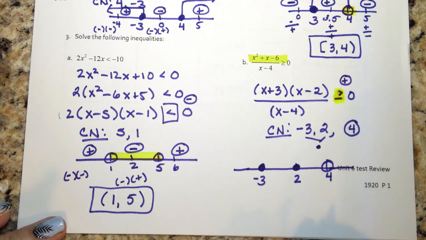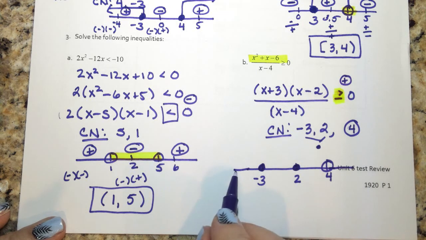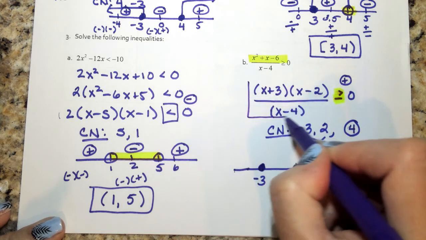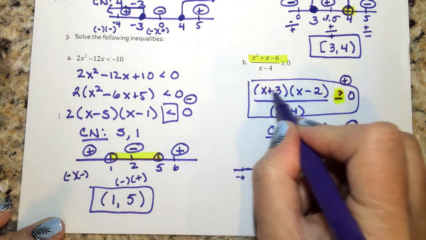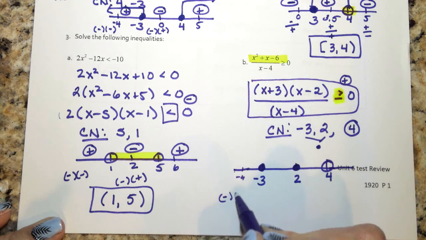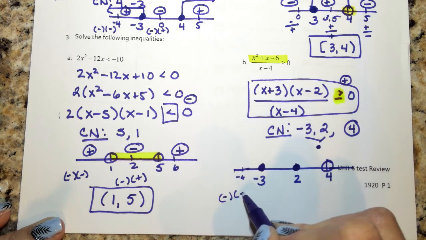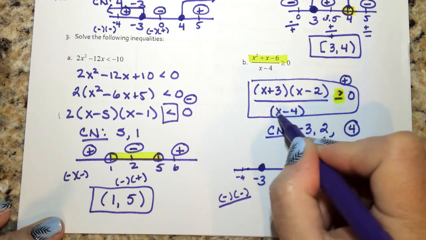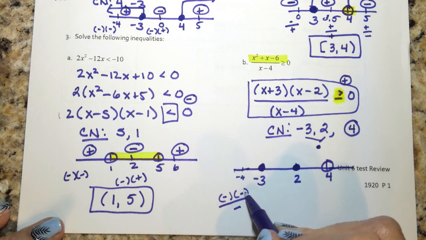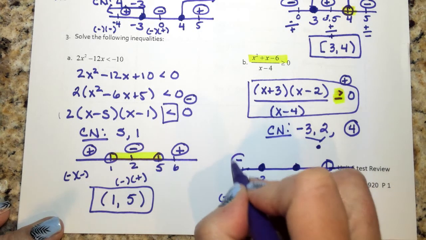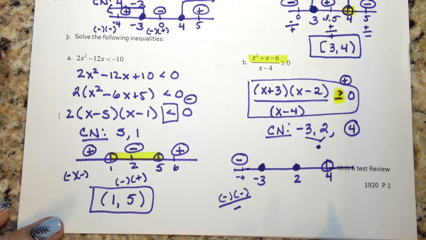So I have to pick a number less than negative 3. That's negative 4. And again, you want to plug it into the factored form. Negative 4 plus 3 is a negative number. Negative 4 minus 2 is a negative number. Over negative 4 minus 4, which is a negative number. So the numerator is positive divided by a negative, so I know that interval is negative.